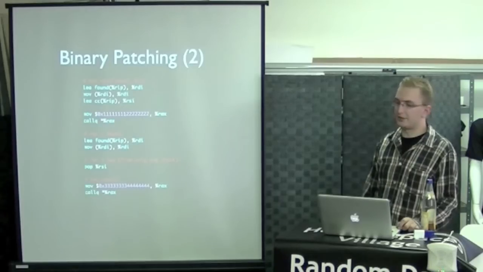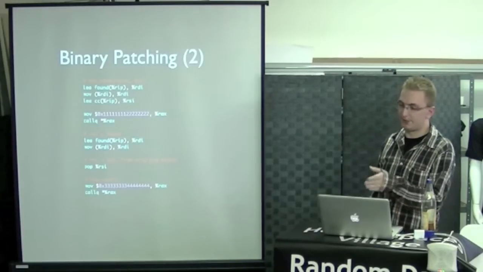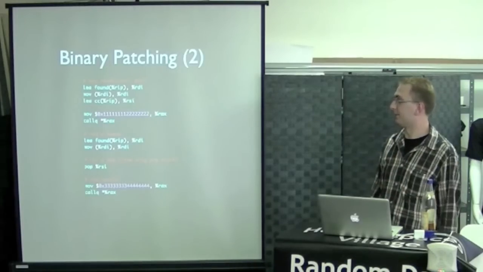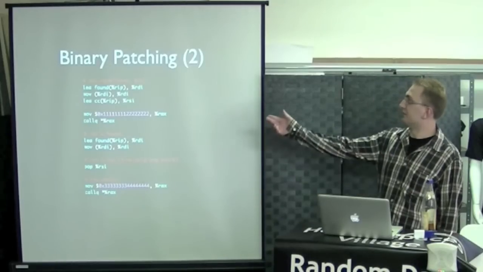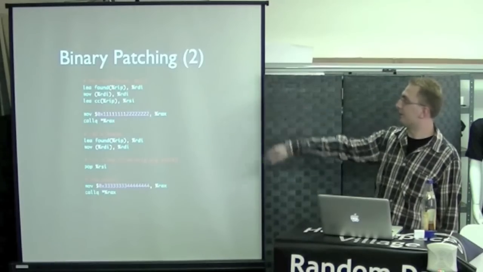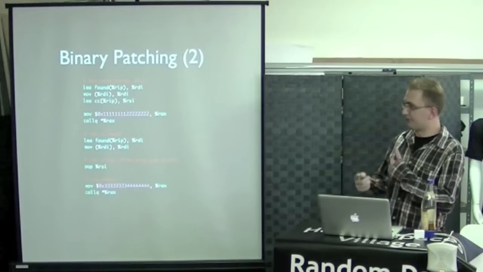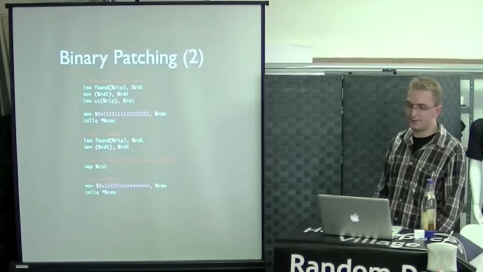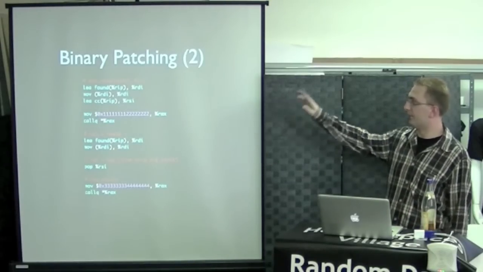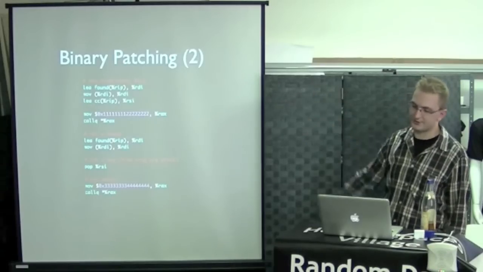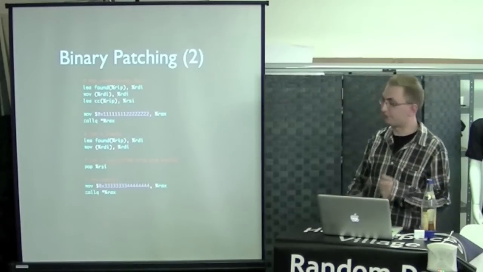So this is what I was talking about previously. I have these placeholders in my assembly code. So I have like 1, 1, 2, 2, 2, 2. And this is actually the key read function which should be called there. And then during runtime, when I've resolved all the function addresses, I patch this code. I just look for the placeholder bytes to put the actual function pointer address there. Same goes for all the other calls.